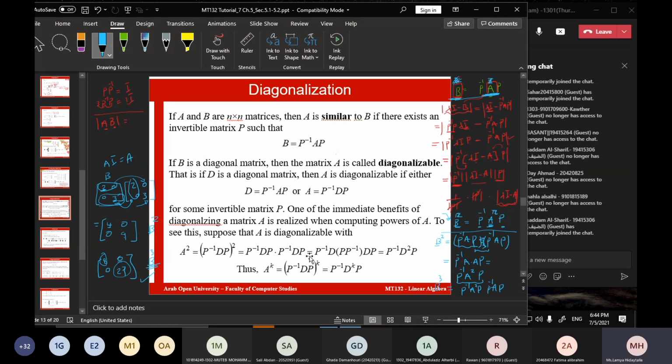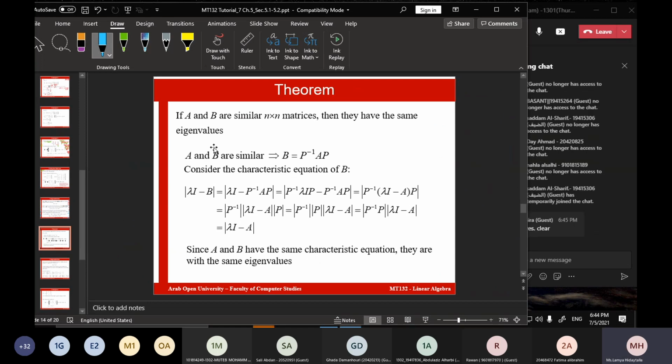This we already did. And if A and B are similar n by m matrices, then they have the same eigenvalues. And this we prove it. I know the characteristic equations are the same. When they are similar, they have the same eigenvalues.